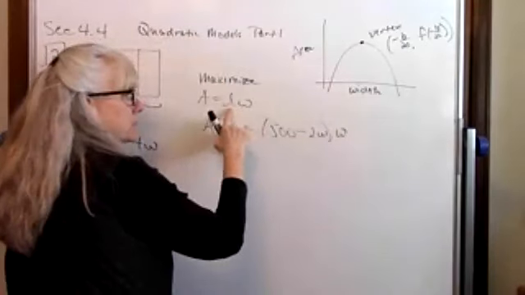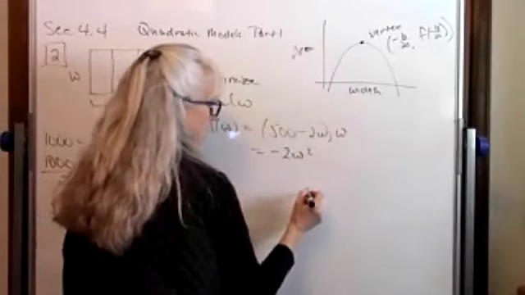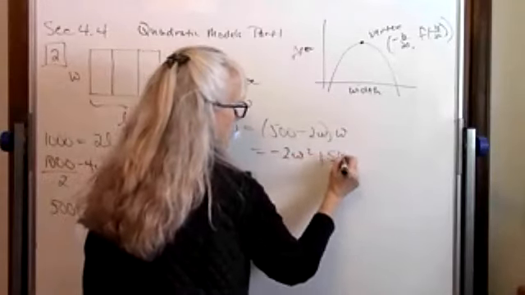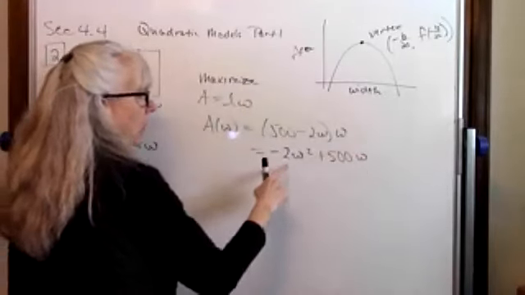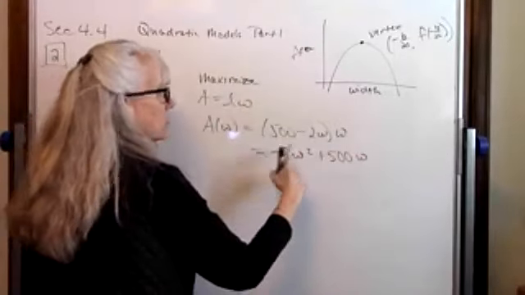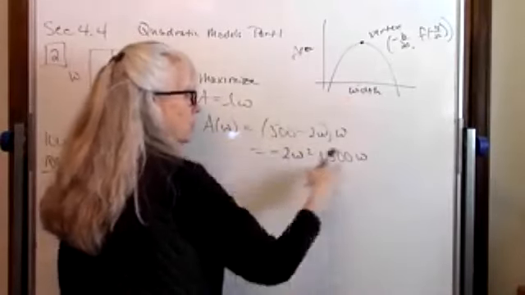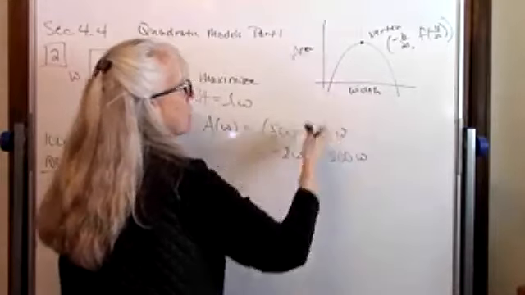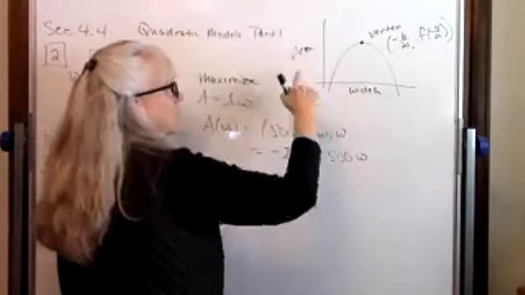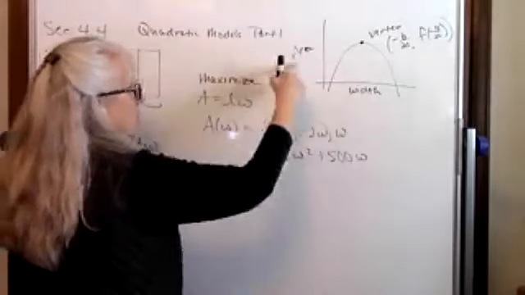So all we did was substitute in for L. Again, putting it in descending order, that's negative 2W squared plus 500W. And that's our quadratic function. We'll notice again that it opens down. We know that the input value, the x coordinate, the horizontal axis, is our width. The output value, or vertical axis, is the area. Again, W is going to go here. The area is going to go here.